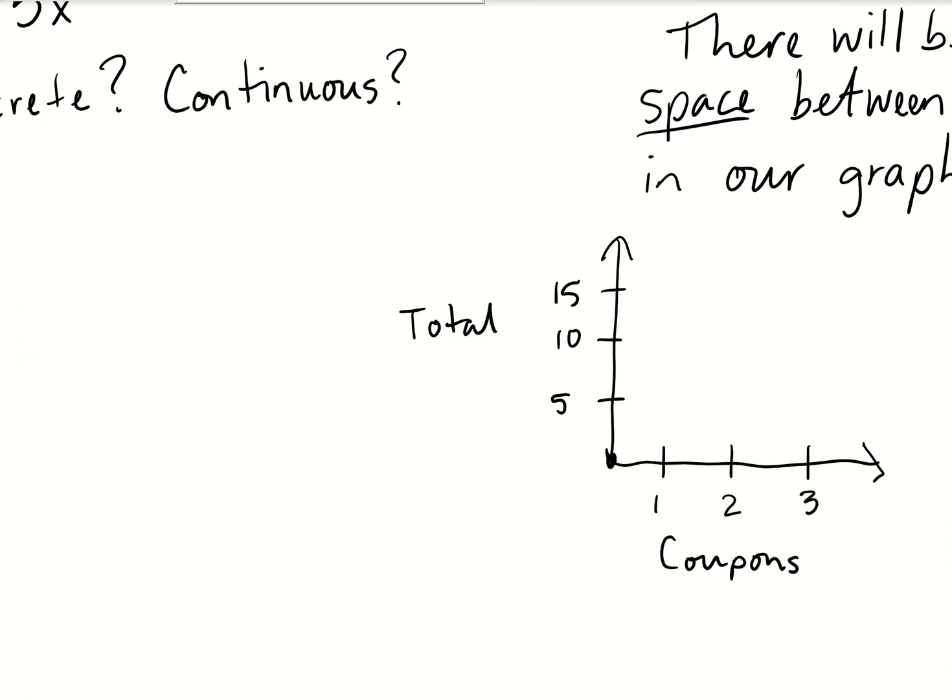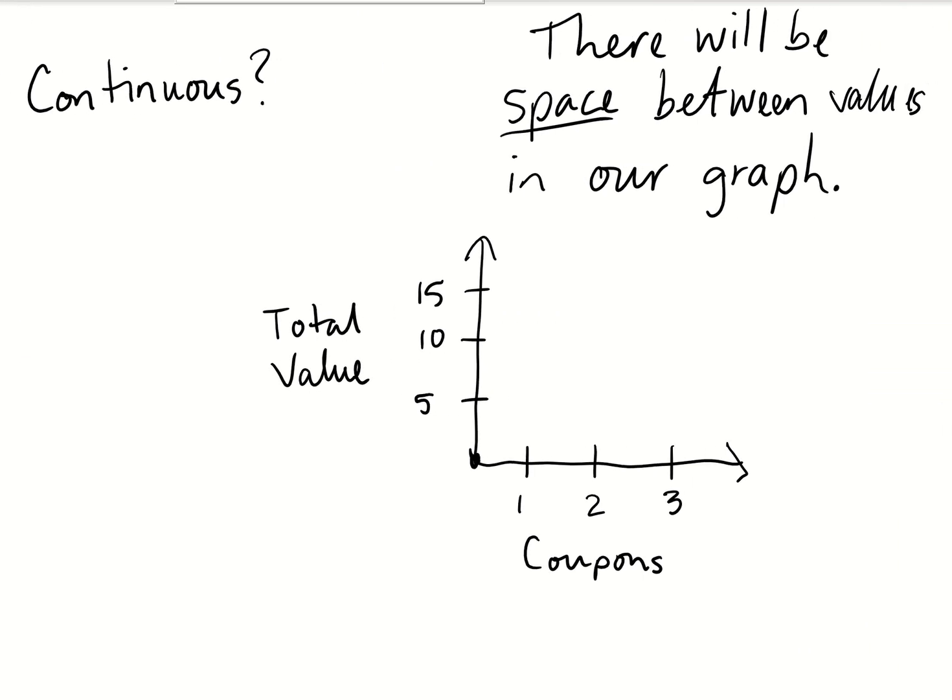I don't want to write this sideways, so I'm just going to do it like that. So when they have given out 0 coupons right here, their total value of the coupons handed out is $0. Then they give out 1 coupon, and total value is $5. 2 coupons, the total value is $10, and 3 coupons, the total value is $15.